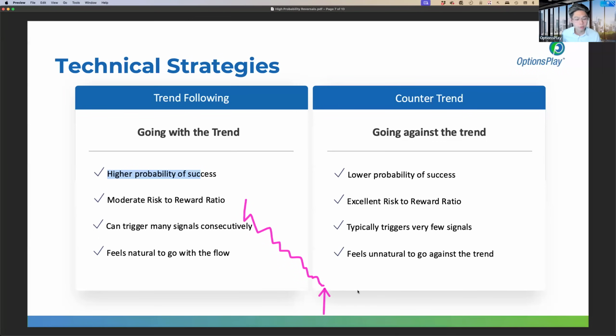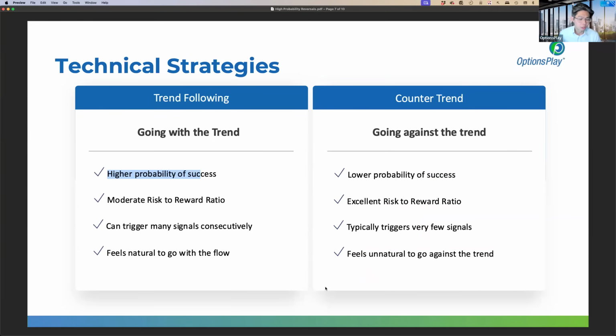So let's say you identified this as a reversal point. Once that reversal has been established and a new trend has started, well, now you can become a trend follower in that particular stock, sometimes for a long period of time. So when you're following the trend, you could get 1, 2, 3, 4, 5 consecutive signals in a row, versus trend reversals, which don't happen very often. So they don't trigger signals very often.